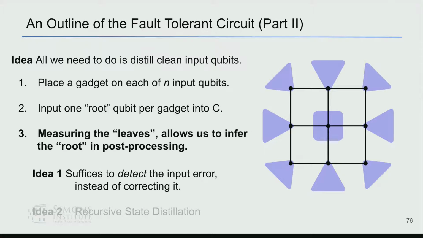And crucially, we're only going to focus on processing this information in post-processing, somehow deferring the decoding overhead, because typically if our goal was to correct the error before it was input into the circuit, that might be very costly in terms of circuit depth and adaptivity.